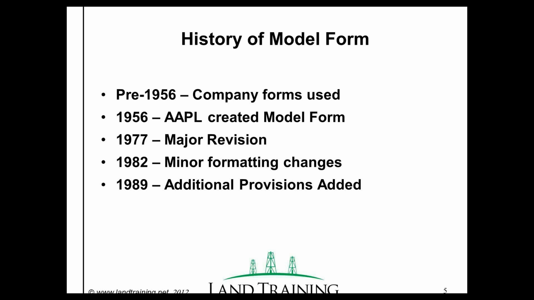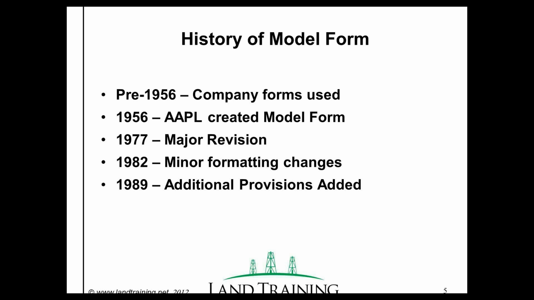And this was the model form for almost 20 years. And in 1977, there were a number of issues that came up as a result of the 1956 form. You can imagine over time things changed. And so in 1977, the AAPL again got together and had another committee formed, and they made a major revision to the joint operating agreement. That's the 1977 agreement. In 1982, there was another revision, but it was really just some minor formatting changes. It was not anything huge. It wasn't a major revision.